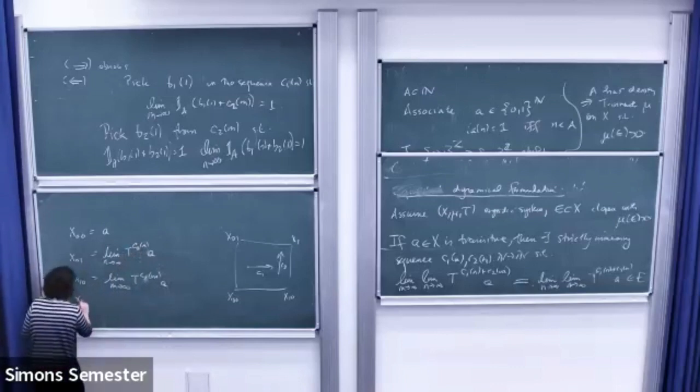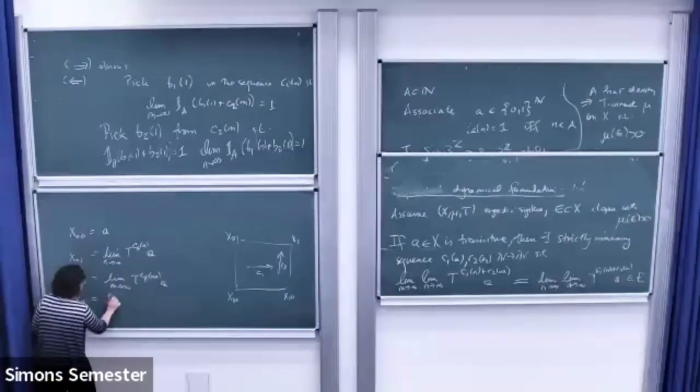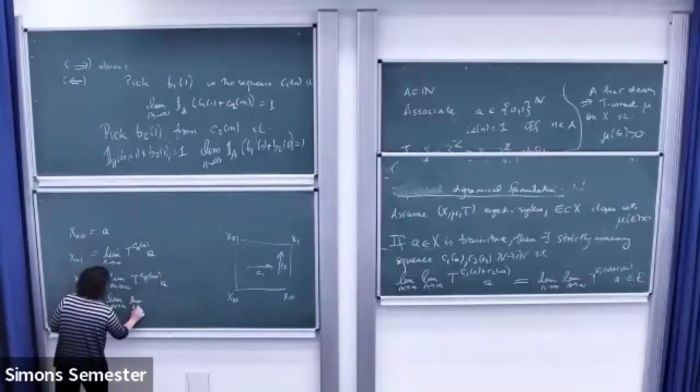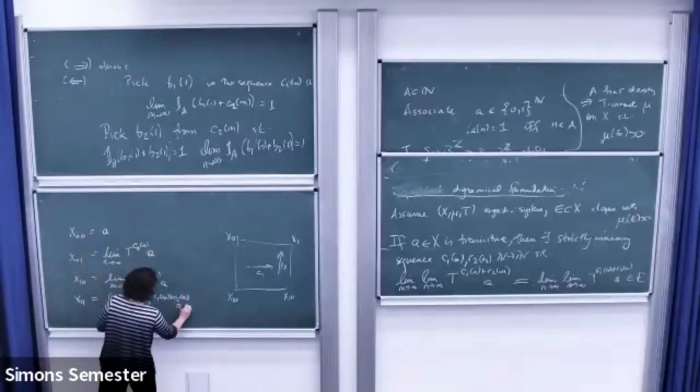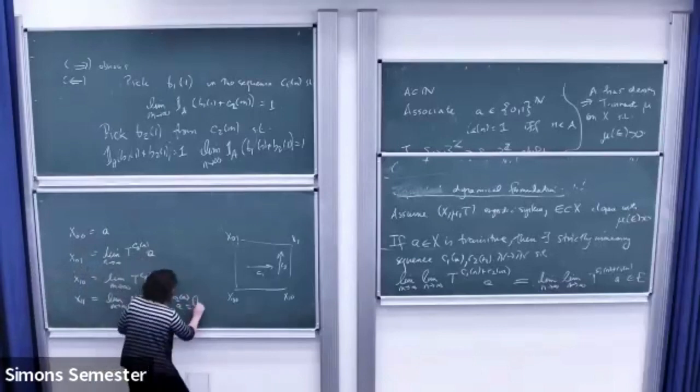And then x11 can be achieved in two different ways, right? So x11 should be the limit as m goes to infinity of the limit as n goes to infinity of t to the c1n plus c2m, which I'm now reversing which ones are m again. And it should be the same when I reverse the limits.